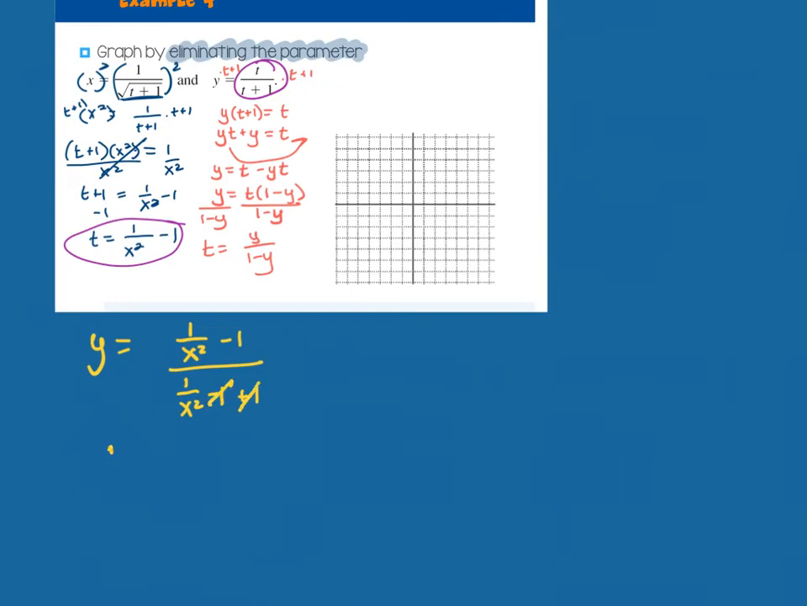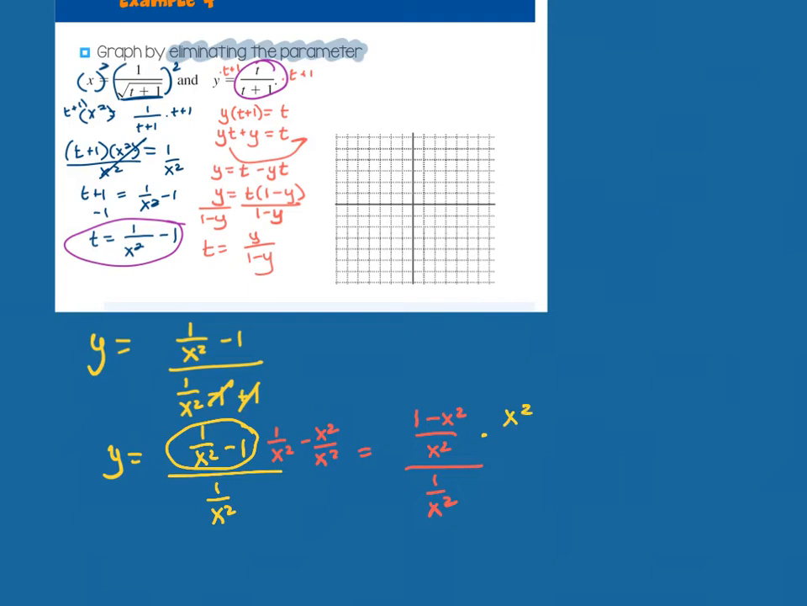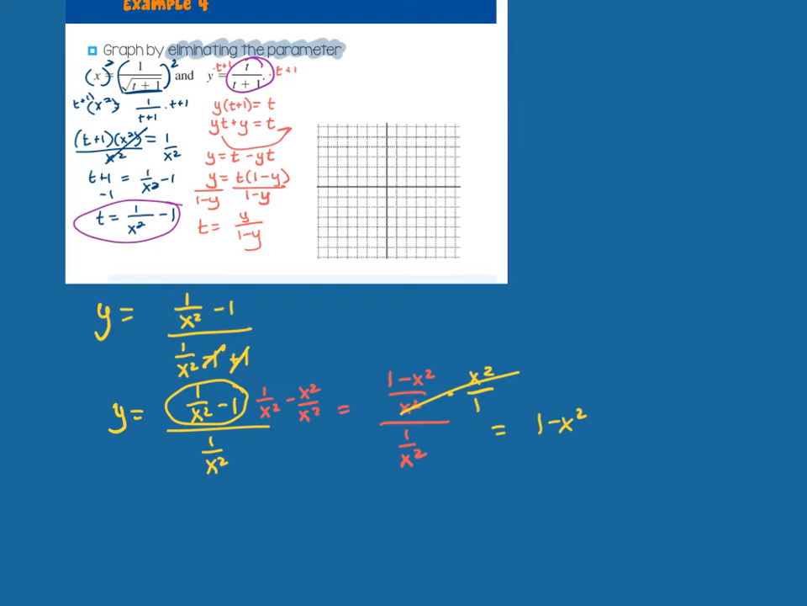These are going to cancel, and I get y equals 1 over, 1 over x squared minus 1 all over 1 over x squared. I'd want to get this into one fraction. So this becomes 1 over x squared minus x squared over x squared, or 1 minus x squared over x squared, all over 1 over x squared. Then keep, change, flip, and I get 1 minus x squared. So y equals 1 minus x squared.